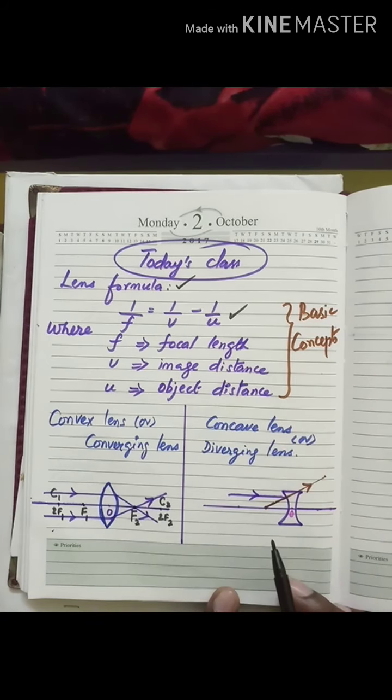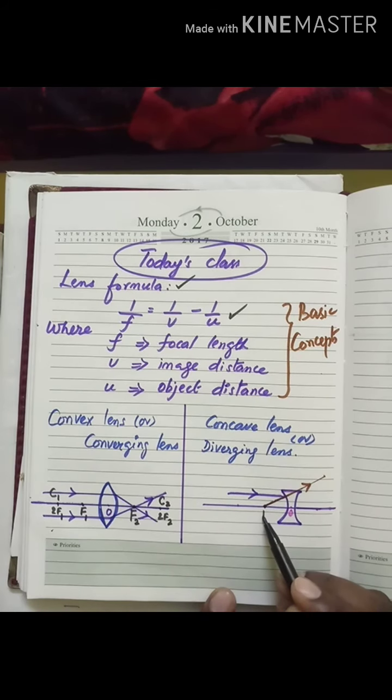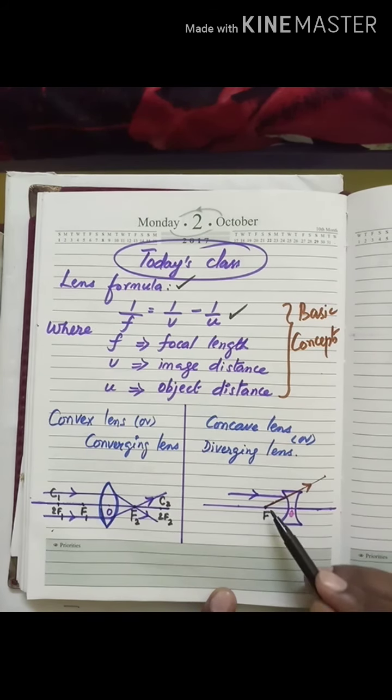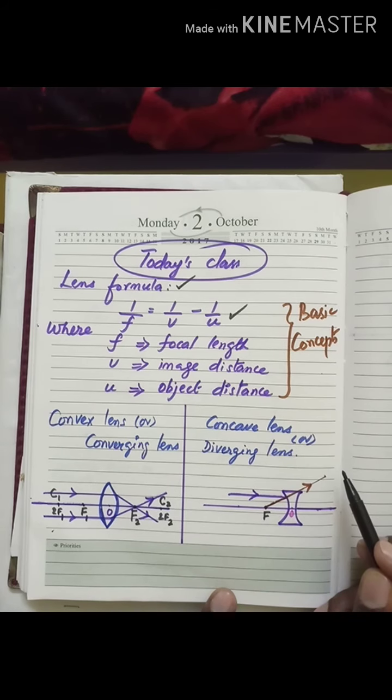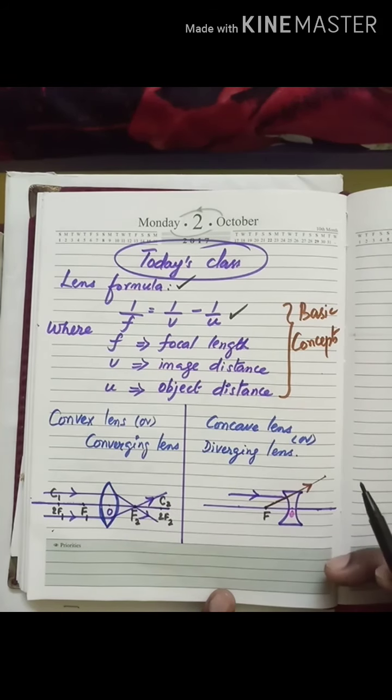Let's come here. This is the concave lens and an imaginary line, or a ray, is passing here. What happened after it was incident on the lens? It is directed towards the principal focus, but it gets diverged. It is not converging, it is diverging from here. That's why the concave lens is called a diverging lens.